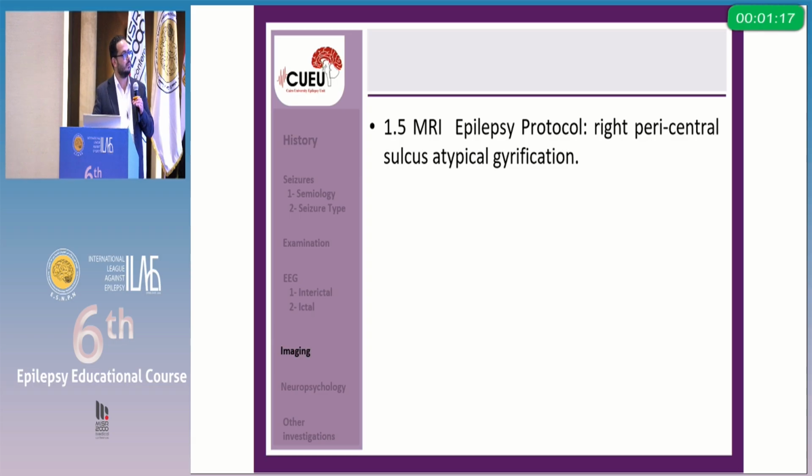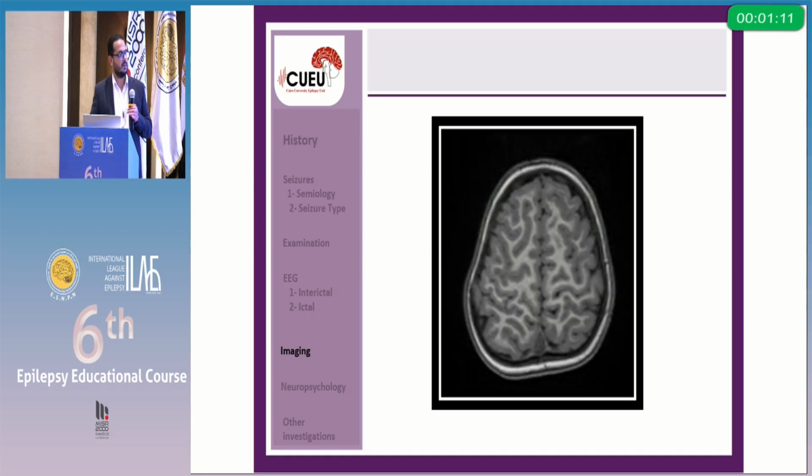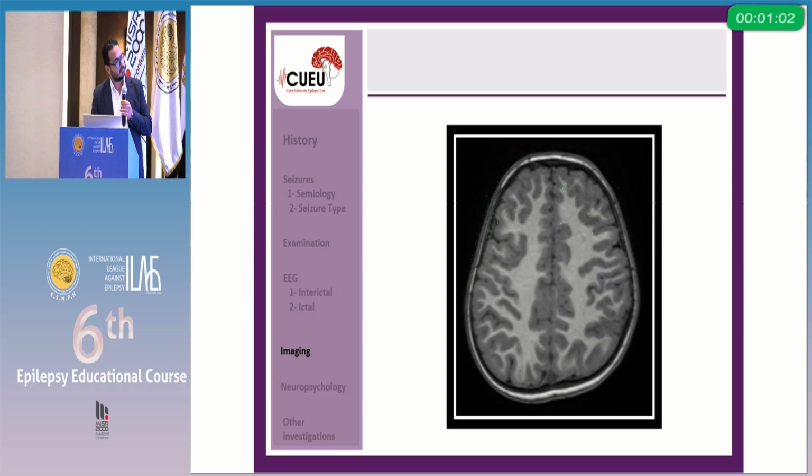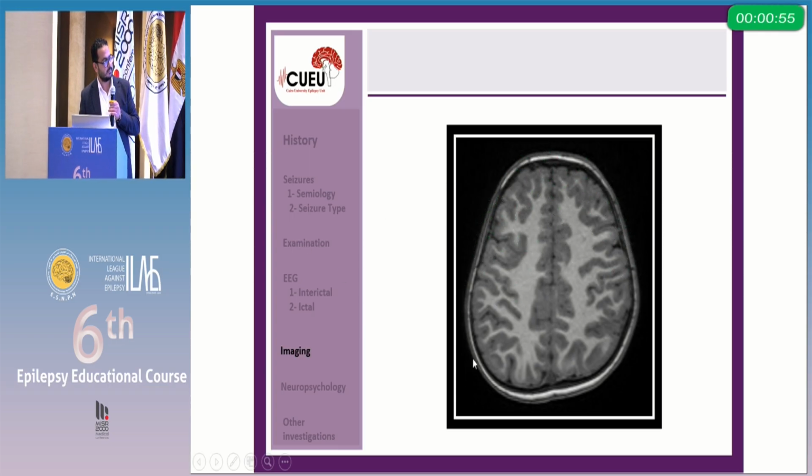So we did an MRI, 1.5 Tesla protocol. There is right central abnormal gyrification. Normal gyrification, right central.